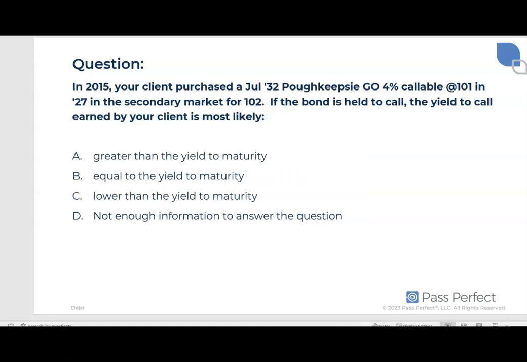Next question is, in 2015, your client purchases a July 32 Poughkeepsie Geo 4% callable at 101 in 27 in the secondary market for 102. If the bond is held to call, the yield to call earned by your client is most likely A, greater than the yield to maturity, B, equal to the yield to maturity, C, lower than the yield to maturity, or D, not enough information to answer the question. What do you think?